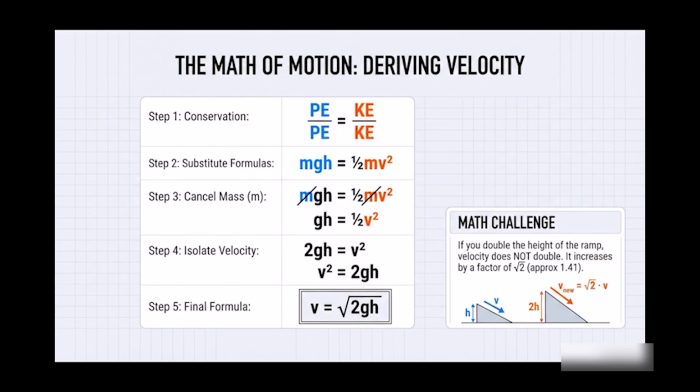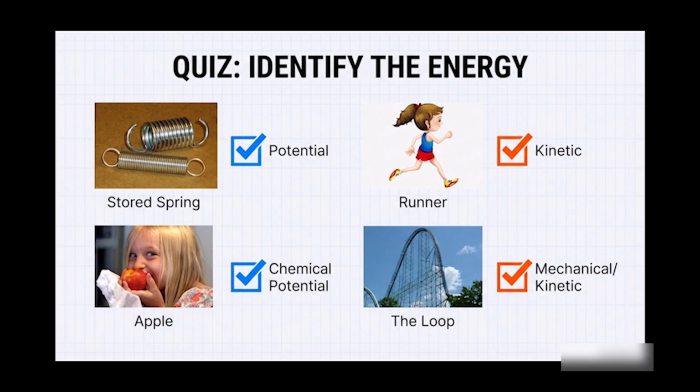The math of motion. Ready for some physics magic? We can actually predict how fast something will fall by setting PE equal to KE. By substituting our formulas, mgh equals one half times mass times velocity squared, and canceling out the mass, we get the final formula for velocity, which equals the square root of 2gh. This tells us that if you double the height of the ramp, your speed increases by a factor of about 1.41.